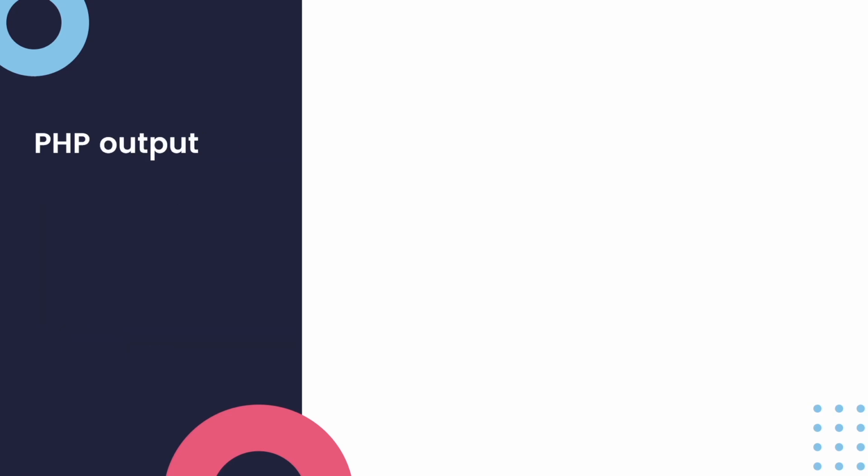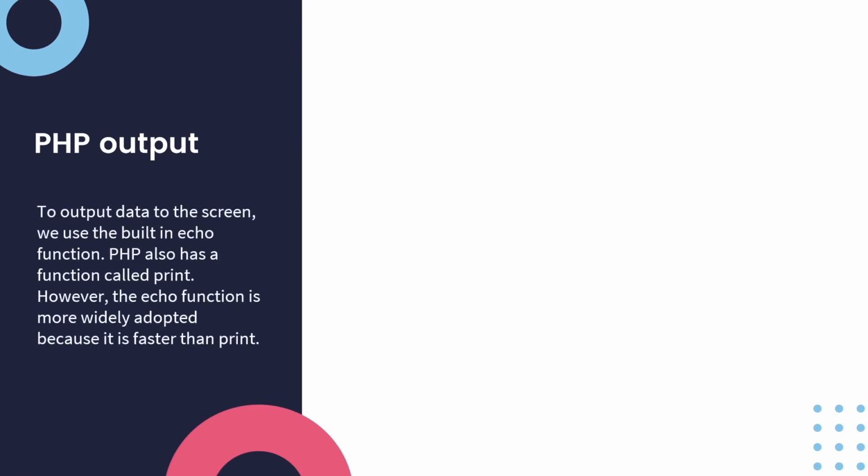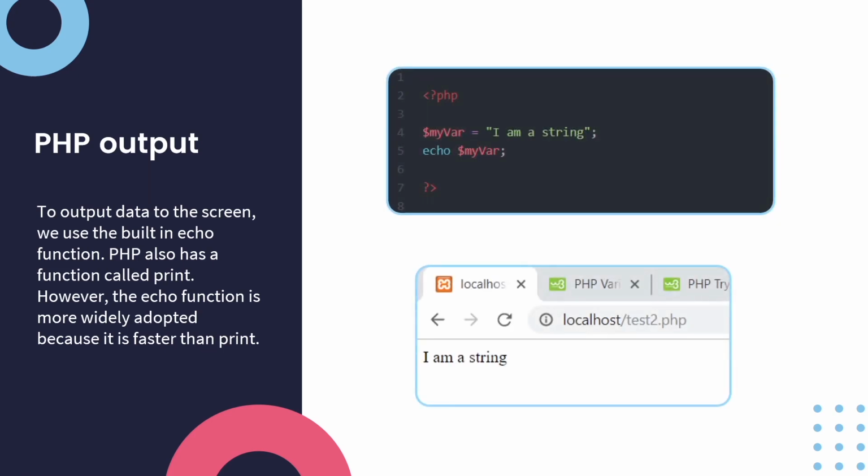Now, PHP output is also fairly easy to understand. To output data to the screen, we use the built-in echo function. PHP also has a function called print. However, the echo function is more widely adopted among developers because it is faster than the print function. And here we have a very basic example of how we can output data. We simply create a variable called myVar, which is set to the string "I am a string". And then we echo this variable out using the echo function, and we simply call echo $myVar, and then we have our output, I am a string, which gets outputted to the client.